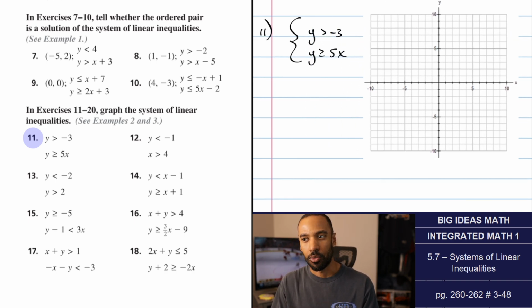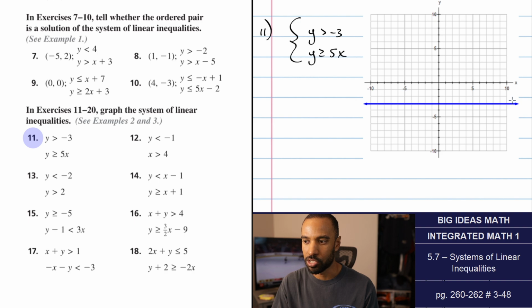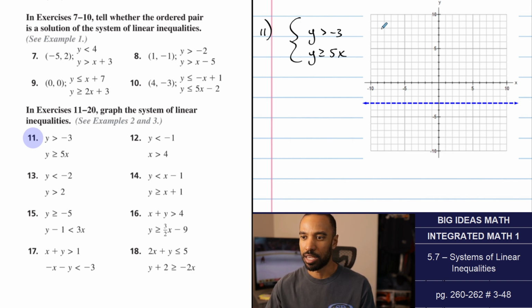We did all of our graphing of these kinds in the last section, so I'm going to be pretty fast with these overall. We first graph y equals -3, which is a horizontal line like so. We determine whether it's solid or dashed by the fact that it's not equal to, so it will be dashed. And we shade above this line because we are greater than.